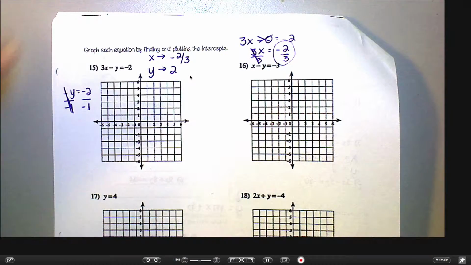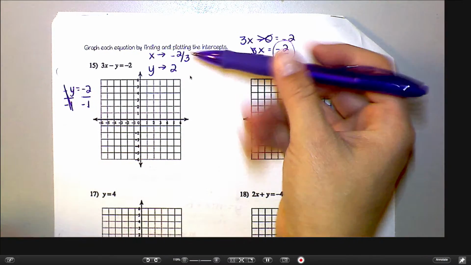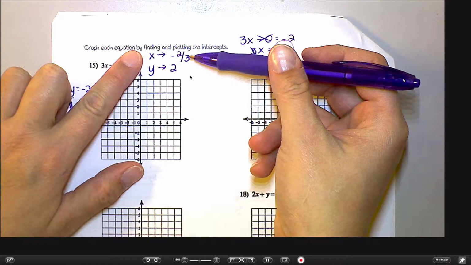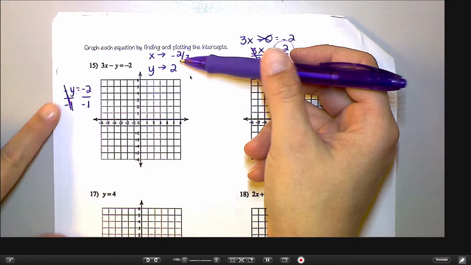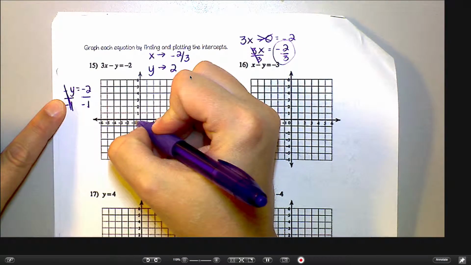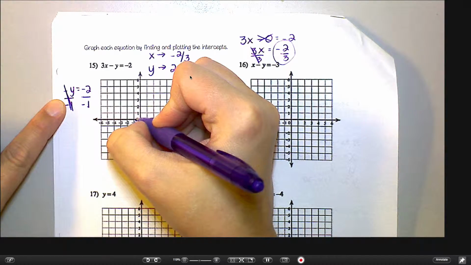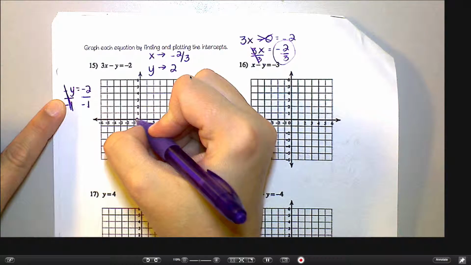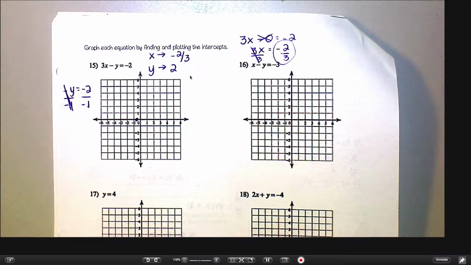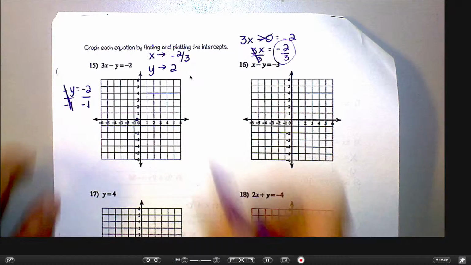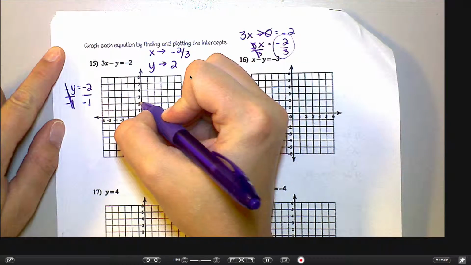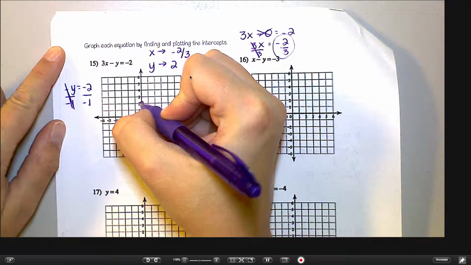So now to graph with the intercepts, here's what that means. If my x-intercept is negative 2/3, that means my line is going to cross at negative 2/3, which is between 0 and negative 1-ish. That one's kind of hard to estimate. And then my y-intercept is at 2, so I know I'm going to cross the y-axis at 2.